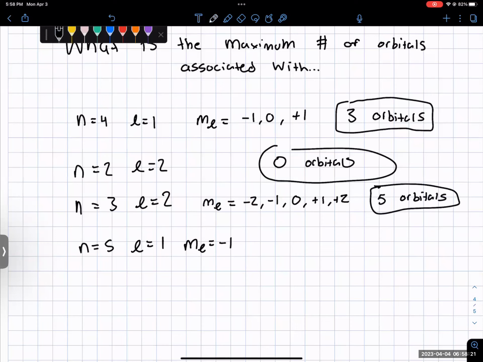And what about this last one? How many orbitals are associated with those quantum numbers?